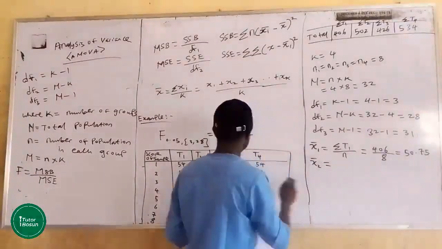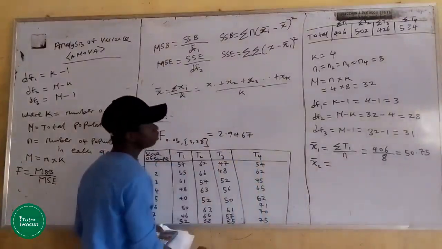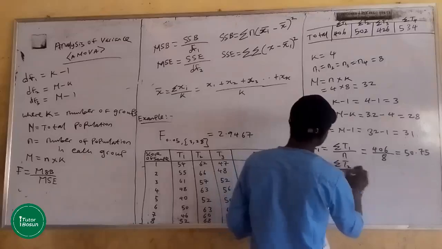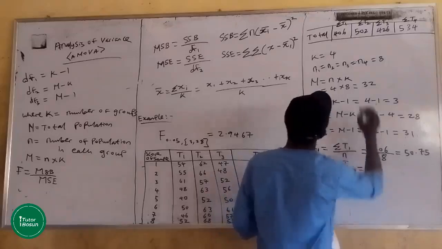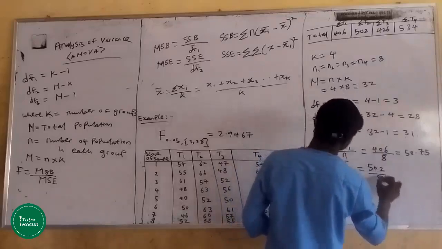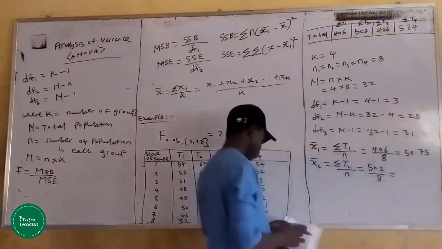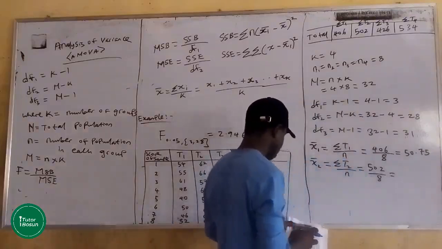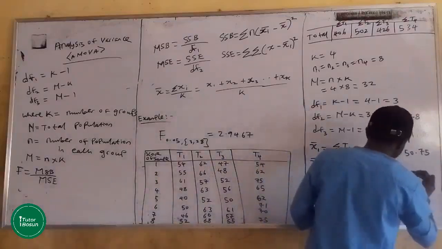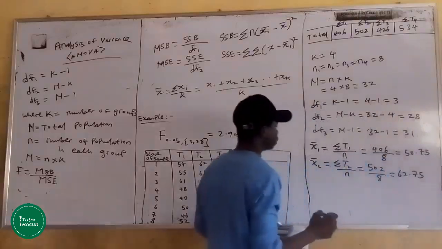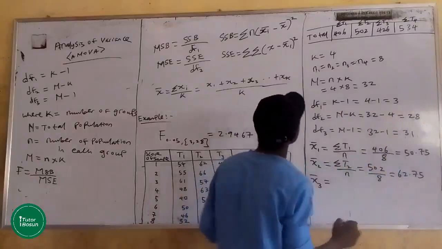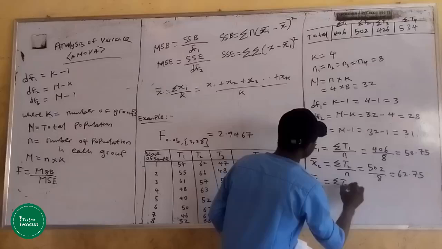X2 bar, that's the mean for the second group. That will be summation T2 divided by n: 502 divided by 8, which gives us 62.75.